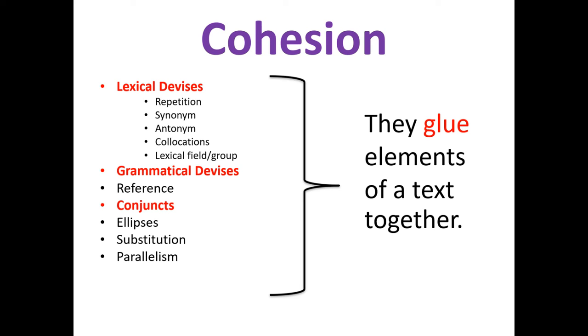So to wrap up, I've talked about cohesion as being a quality of the text that glues elements of the text together, and we use two devices, lexical devices and grammatical devices. I've been talking about the use of grammatical devices: the use of reference, conjuncts, ellipsis, substitution, and parallelism.